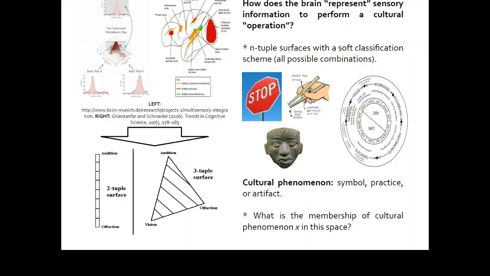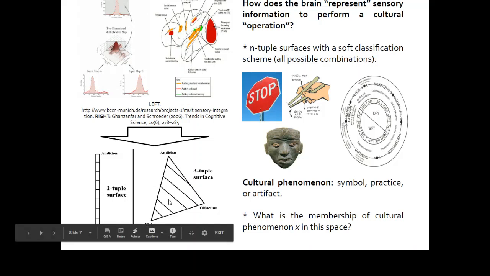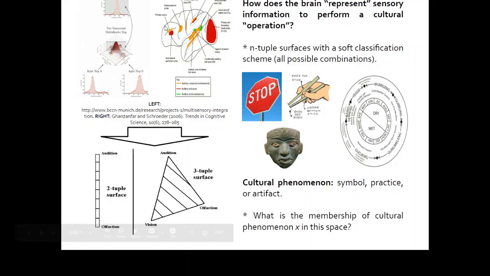And so the idea is you're getting sensory information and you're bringing it into a cultural representation, and then you're doing some practice, which is cultural operation. So, I show this stuff here. I show multimodal integration in the brain. And then I show this, this is sort of replicated as the structure. So the structure is actually a two-tuple and three-tuple representation of the thing that's going on in the brain here.